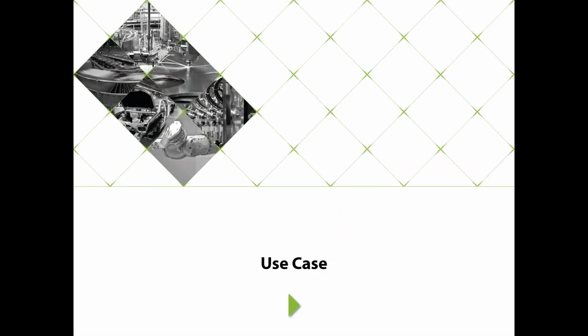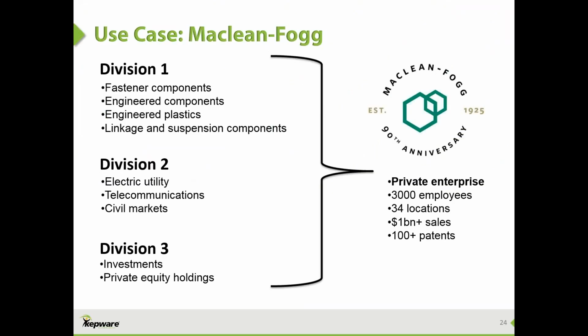Throughout the development of these new agents, we worked closely with several end users that helped us ensure we were developing a product that would solve their real-world problems. The one I want to talk about today is a US-based components manufacturer called McLean Fogg. They were very instrumental in providing real-time feedback to us as we were developing the product. They have 3 divisions with 34 manufacturing facilities and over 3,000 employees.